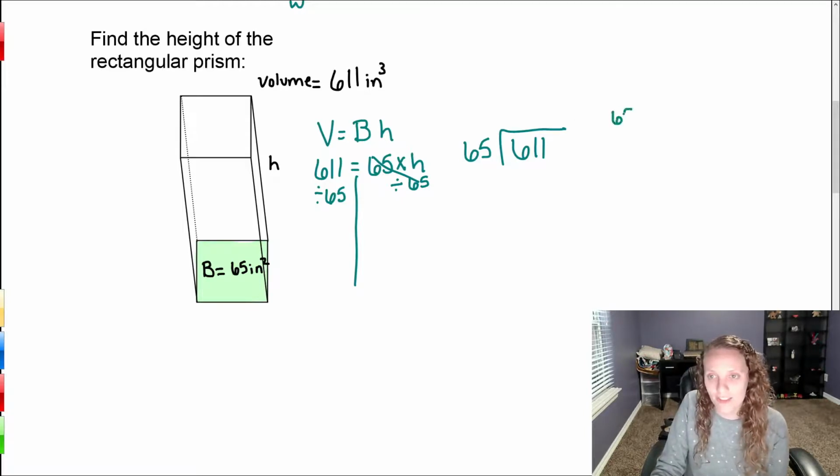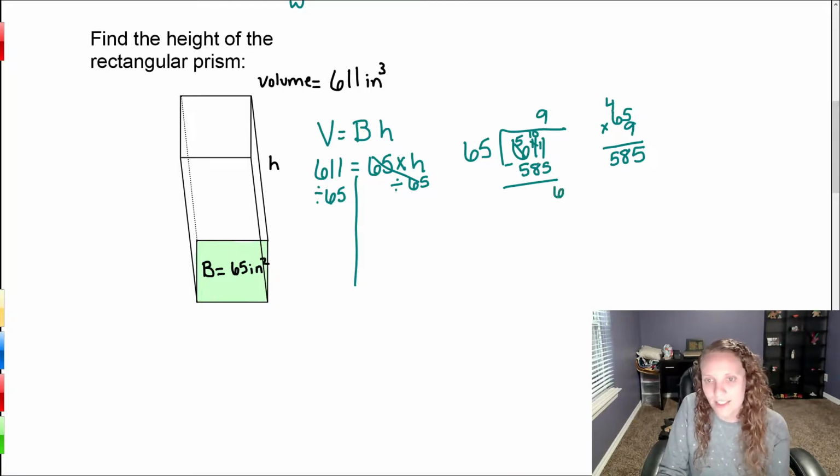So let's try 65 times 9. 5 times 9 is 45. 9 times 6 is 54, plus 4 is 58. So it will go in 9 times. Let's subtract 585. We need to do some borrowing. So 11 minus 5 is 6, 10 minus 8 is 2, and then 5 minus 5 is just 0. Let's add a decimal next to our answer, add a 0 inside and bring it down.